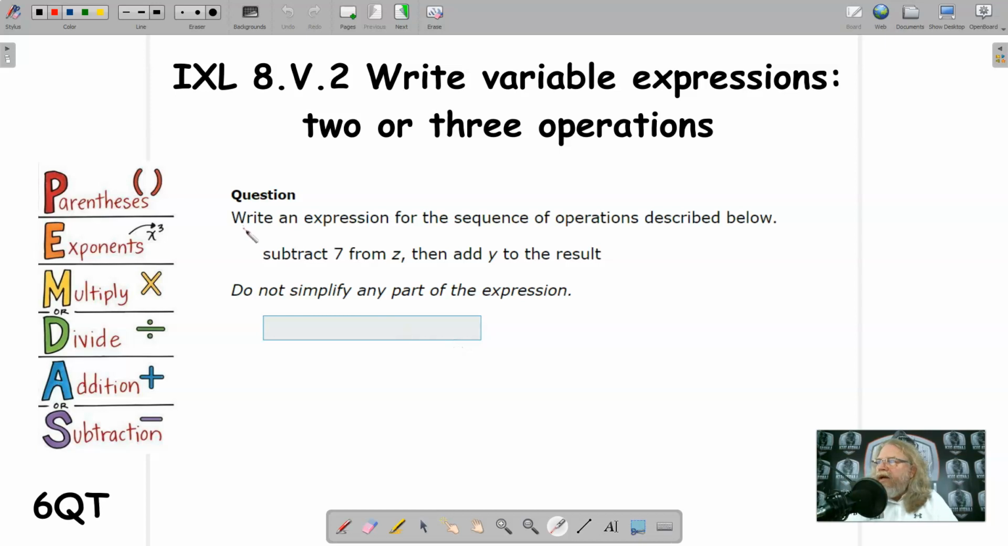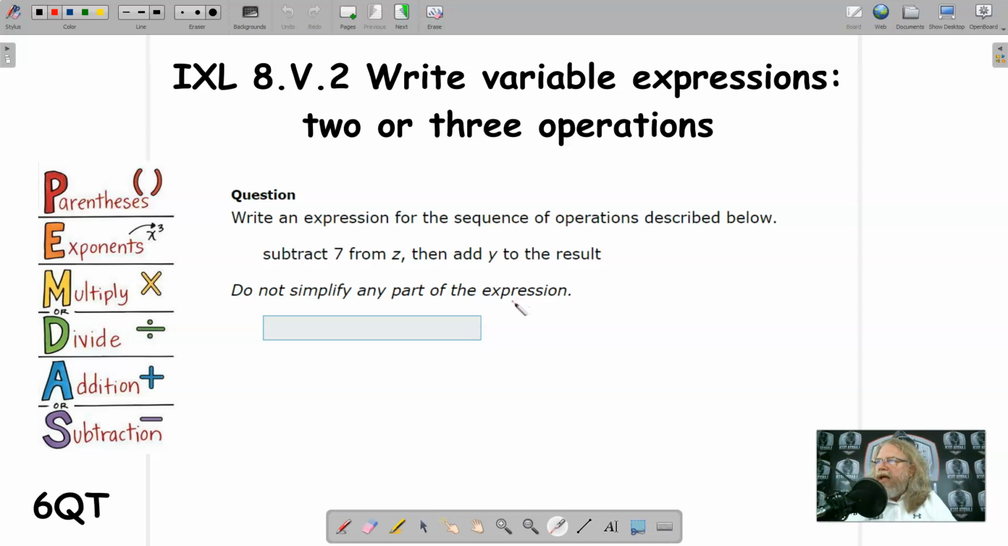So read our directions: write an expression from the sequence of operations described below. It says subtract 7 from z, then add y to the result. Do not simplify any part of the expression. What they mean by don't simplify it is if they say add 7 to 2, then we would put 7 plus 2. We wouldn't write 9. We would not simplify that part of the expression.